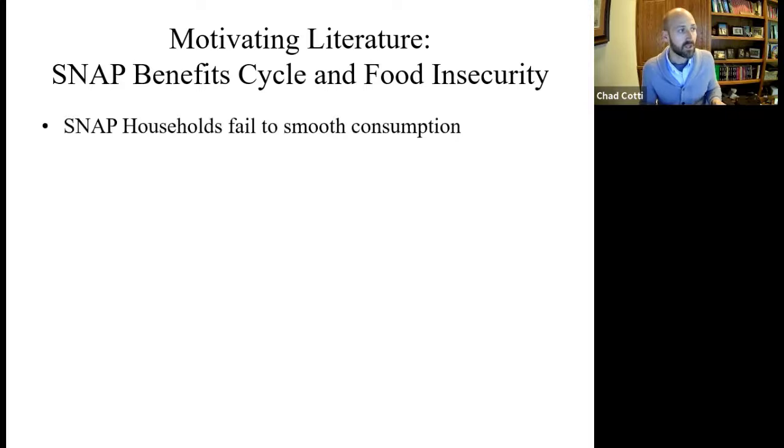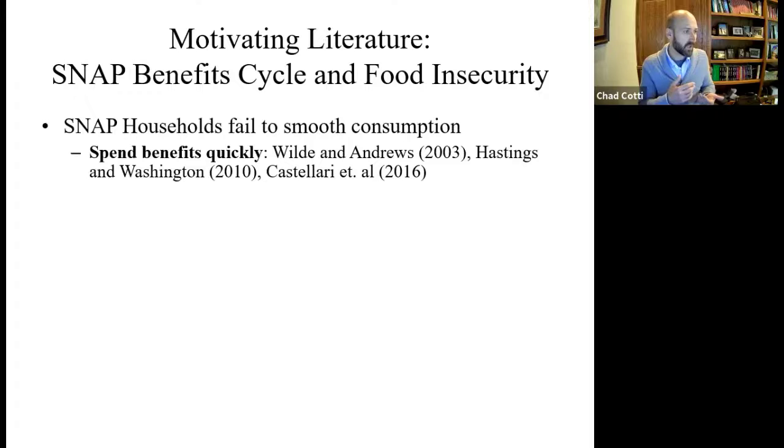Now, there's been a lot of research that's looked at how, within a particular household's benefit cycle, it affects their food insecurity. There's a good deal of research that suggests that SNAP households fail to smooth their consumption very well. These are income-constrained households, so not terribly surprising. They tend to spend their SNAP benefits pretty quickly. Some research has shown that as much as 50% of the SNAP benefits are exhausted within 3 days. So they're definitely not spreading out the SNAP benefits.